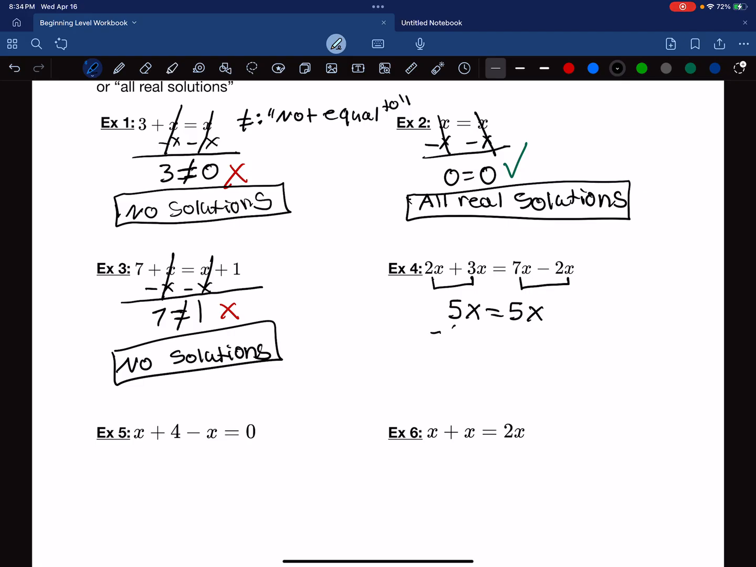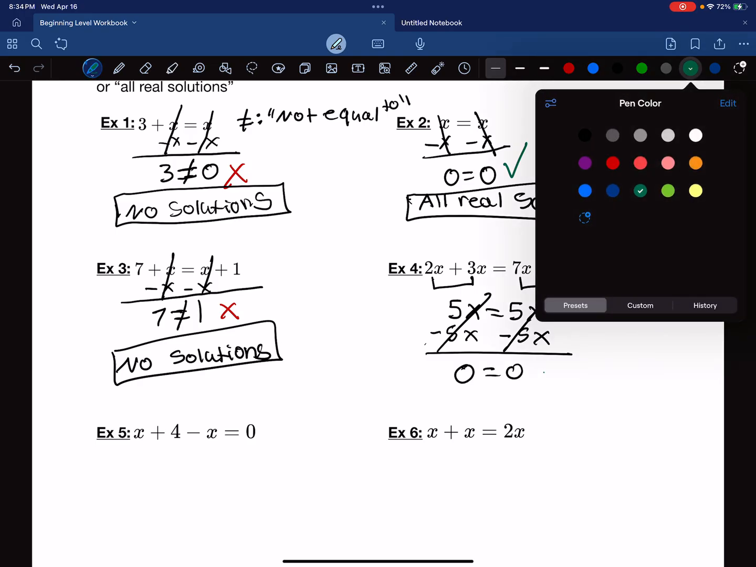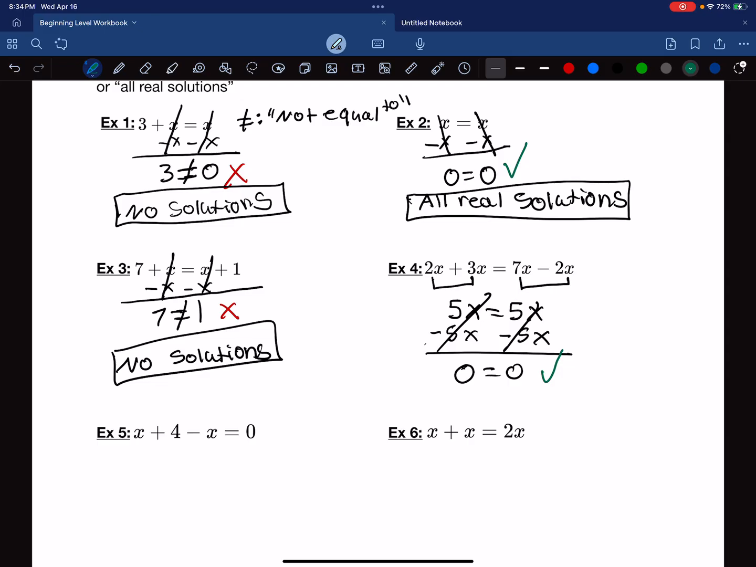I'm just going to subtract this 5x from the left to the right because we can do that. You can either subtract this 5x from the right to the left, or you can subtract the 5x from the left to the right. It doesn't matter. So these cancel. We get 0 equals 0. And that is true. So this linear equation has all real solutions.